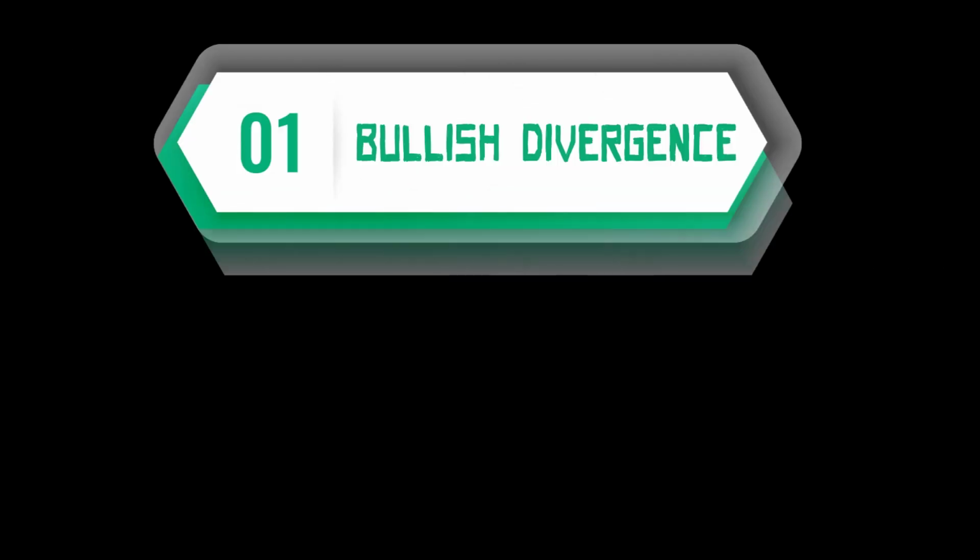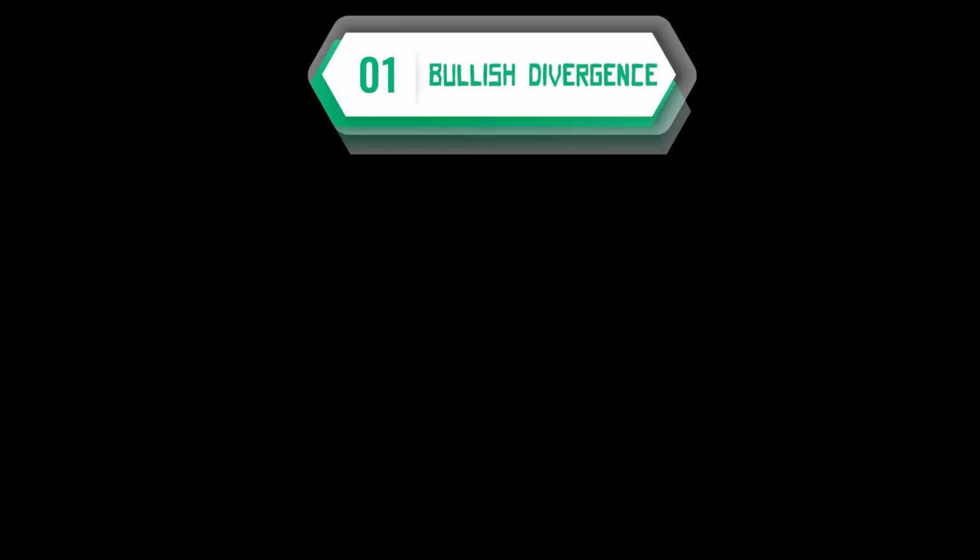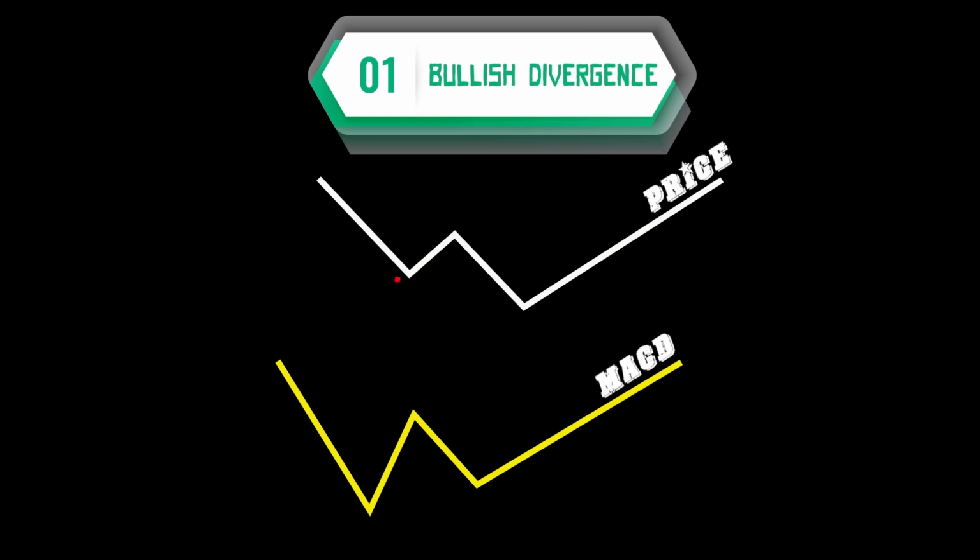There are two main types, bullish divergence and bearish divergence. Let's start with bullish divergence. A bullish divergence happens when price forms a new lower low, but the MACD forms a higher low. This suggests that the momentum behind the latest price drop is weaker than the previous one. It's a strong clue that selling pressure is fading, and a sideways move or a full reversal could happen soon.